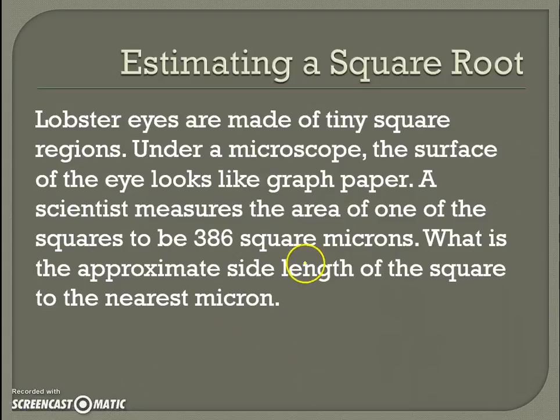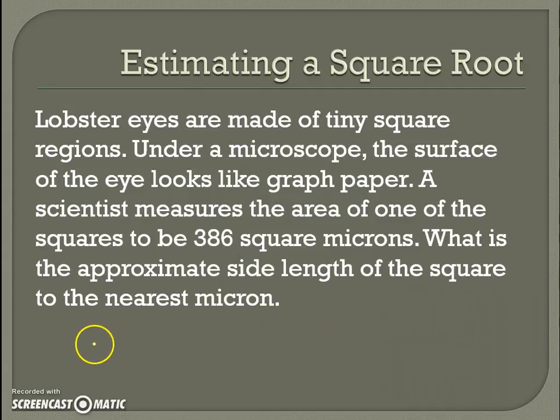Here we have a word problem. It says lobster eyes are made of tiny square regions. Under a microscope, the surface of the eye looks like graph paper. A scientist measures the area of one of the squares to be 386 square microns. What is the approximate side length of the square to the nearest micron?